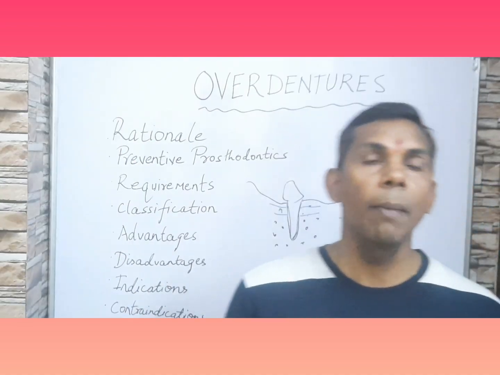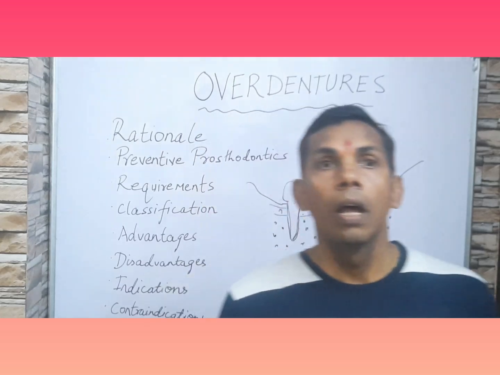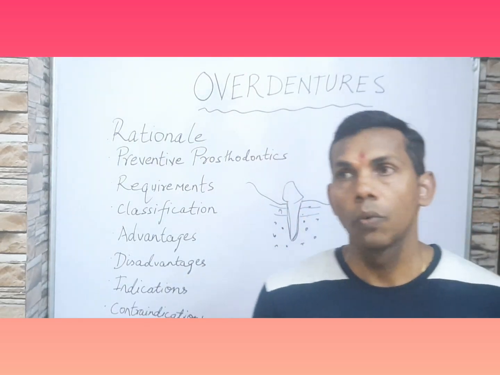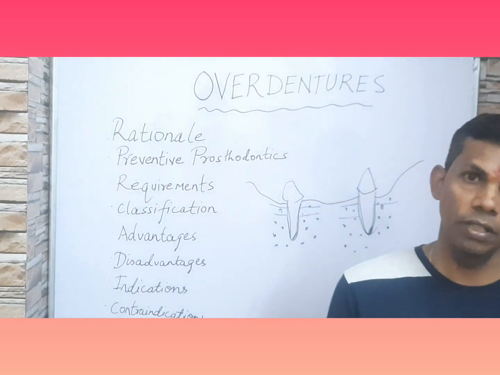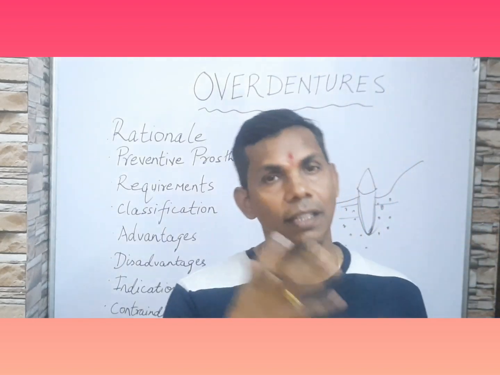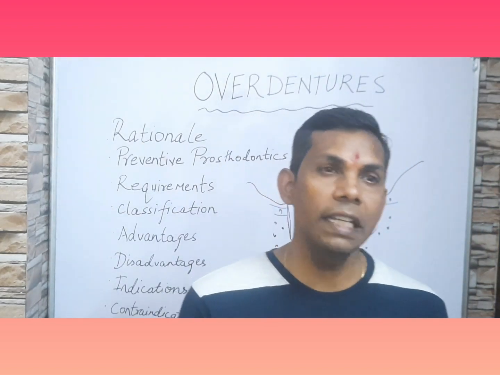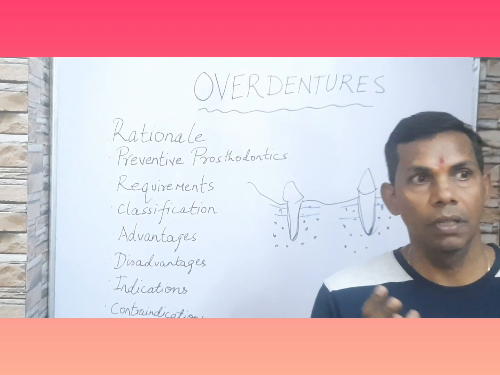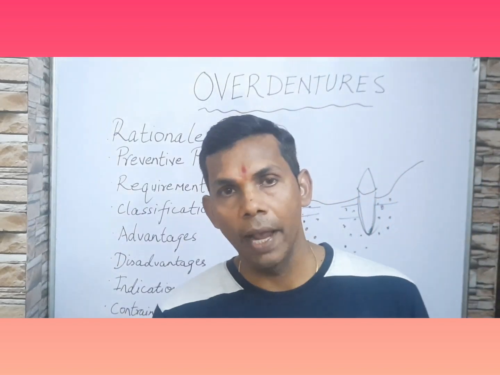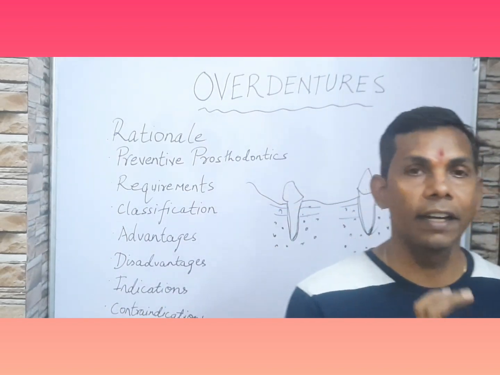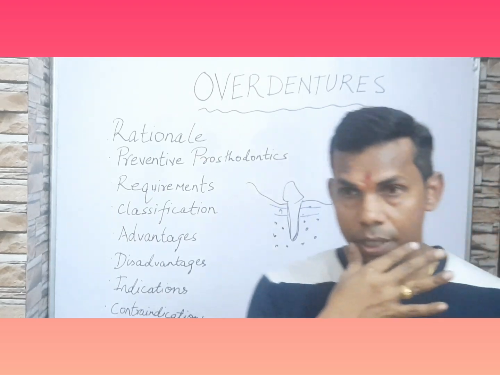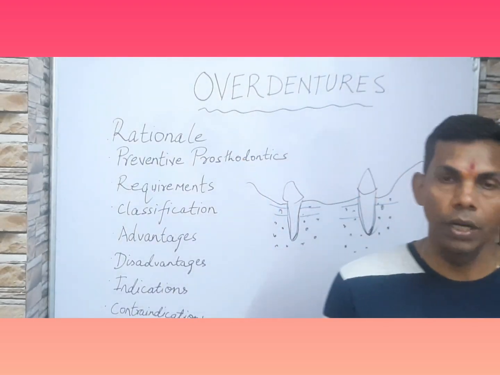Now, what are the requirements of overdentures? One is when you are preserving the natural teeth, so there are very few teeth in the arch, and most of the teeth are grade 1 mobile, or they do not have that great bone support, but you know that they can work.